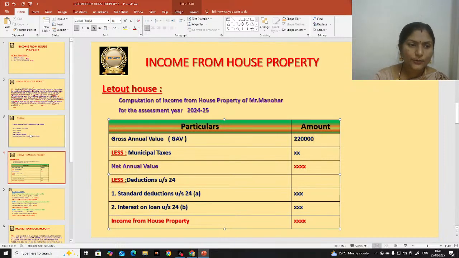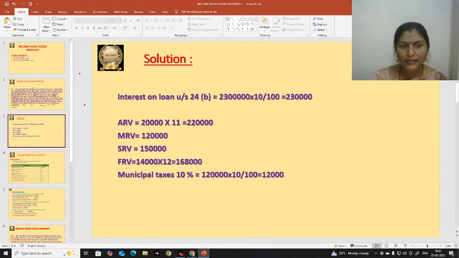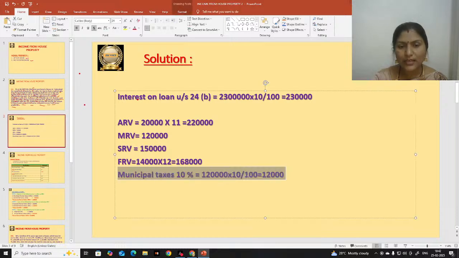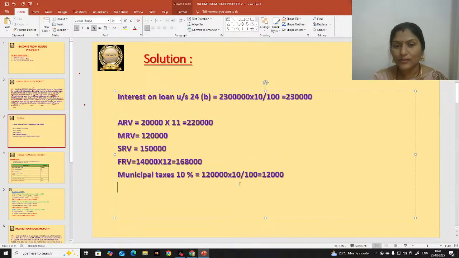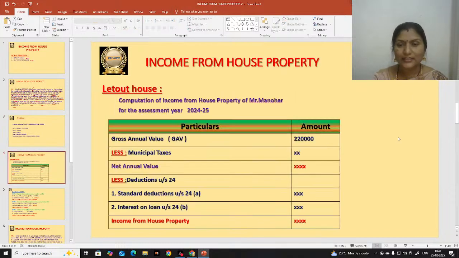So how much municipal taxes do we have? Here you can see that it is 10%, students. They have given 10% only, they did not give an amount. If they give an amount, you can take the amount directly. If they give a percentage, you should calculate that percentage. On what? On municipal rental value, on MRV. Always municipal taxes should be calculated on MRV. So MRV is 1,20,000 into 10 by 100. We calculated it as 12,000. So municipal taxes are 12,000.